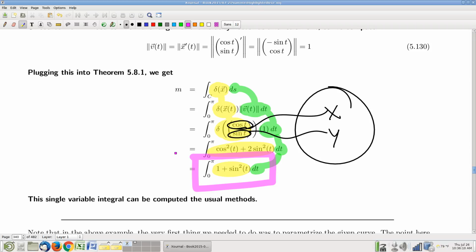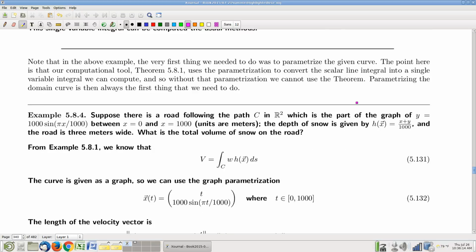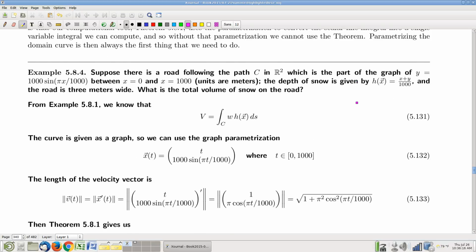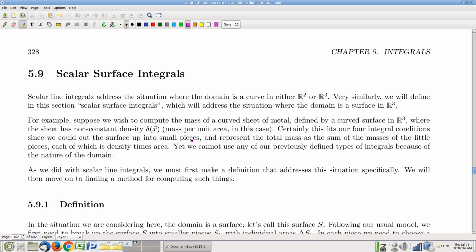Okay, so there's another example in here, and you can read this example on your own. It's not terribly different. It's a depth of snow example, so we go back and we use this. We already talked through this development. All that this example does here is show how to use a parametrization to crank this out. So I'm going to let you do this on your own. And again, a bunch of exercises.